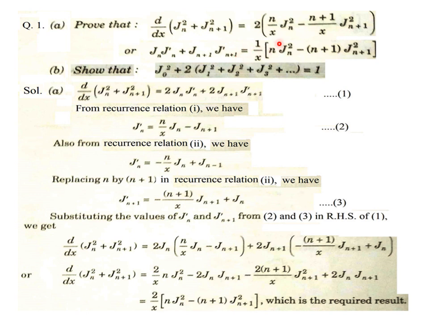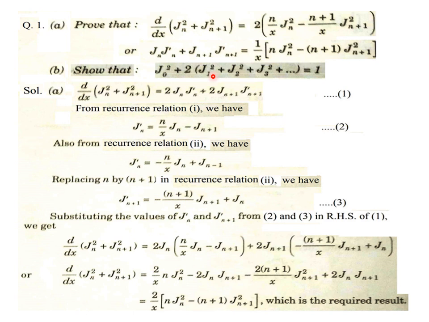And in part B, we have to show that J0 square plus twice of J1 square plus J2 square plus J3 square plus up to infinity equals 1. And part B is obviously in some connection with part A. So we will discuss solutions one by one.